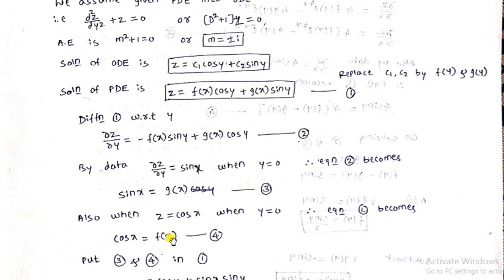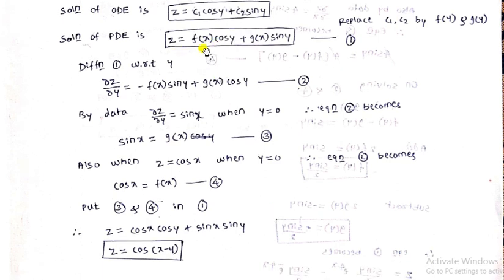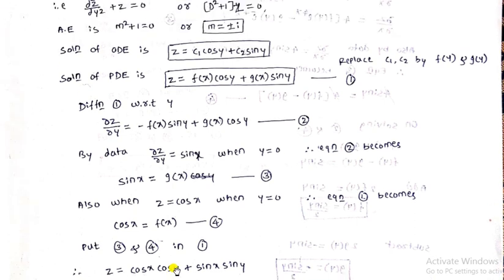So now substitute the f(x) and g(x) values in equation number 1. So equation 1 becomes z = cos x cos y + sin x sin y. It is in the form of cos A cos B + sin A sin B. So you know that cos(x - y) gives cos x cos y + sin x sin y, which is the required solution.